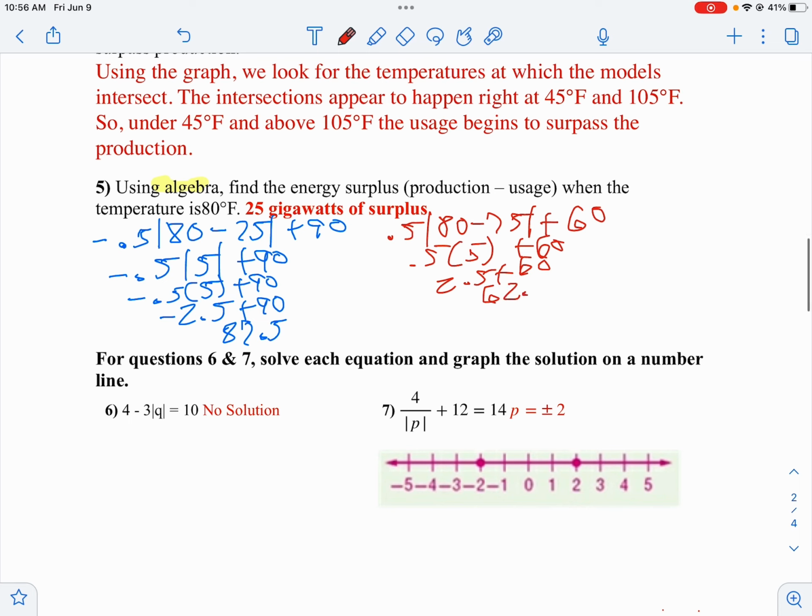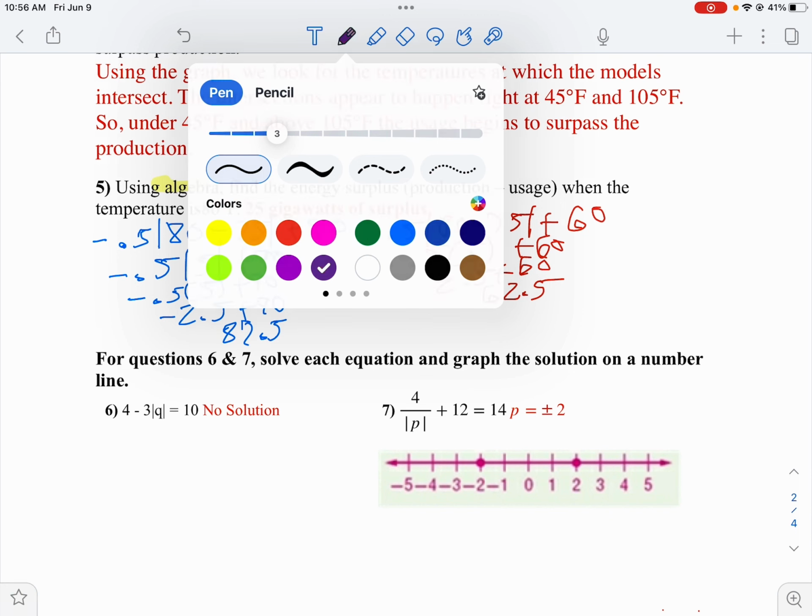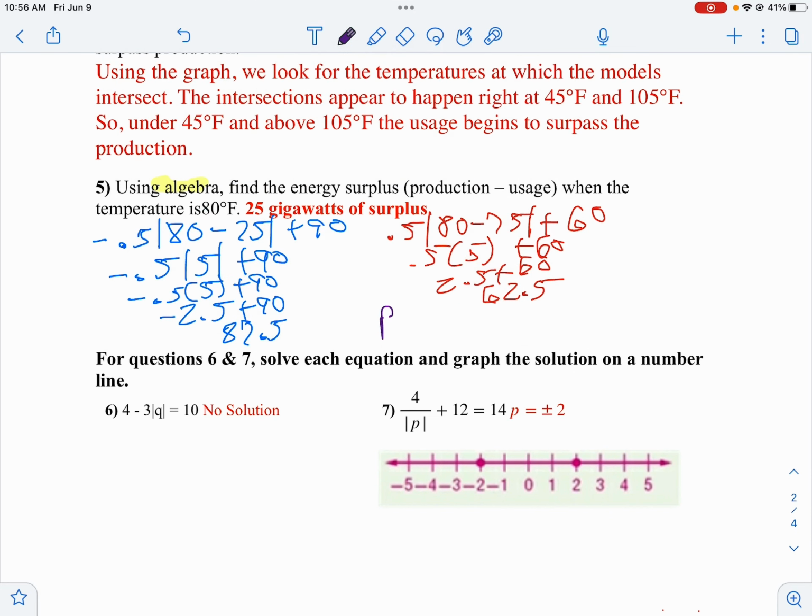62.5. And then to find the surplus, I subtract those two. I already did the production. So my surplus is going to equal 87.5 minus 62.5, which gives us 25.